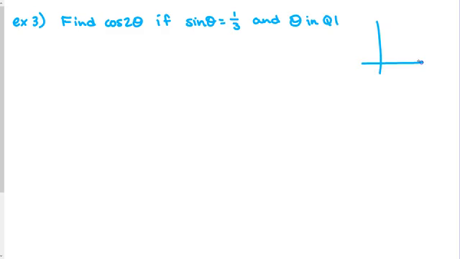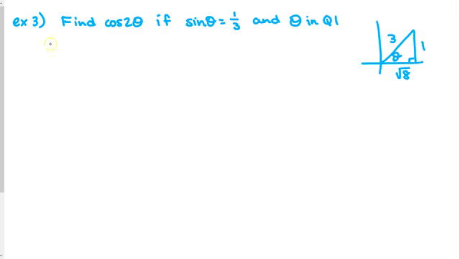So we'll draw a reference triangle, quadrant 1, here's theta, sine is opposite over hypotenuse. So when you use the Pythagorean theorem, you get square root 8 for the adjacent. Now you could change that to 2 square root 2, but I'm going to leave it as square root 8 and then simplify later, and I think you're going to see why it's helpful to leave it like that.